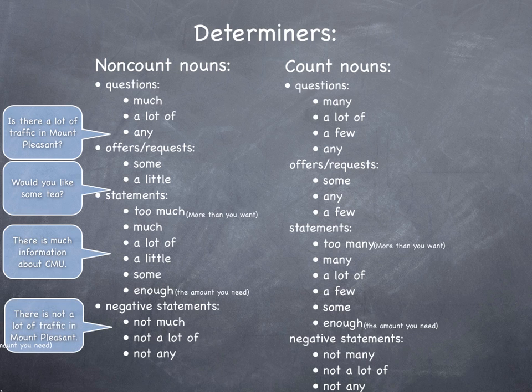For negative statements, we use not much, not a lot of, and not any. So there is not a lot of traffic in Mount Pleasant. That's not really true, though. There is kind of a lot of traffic.